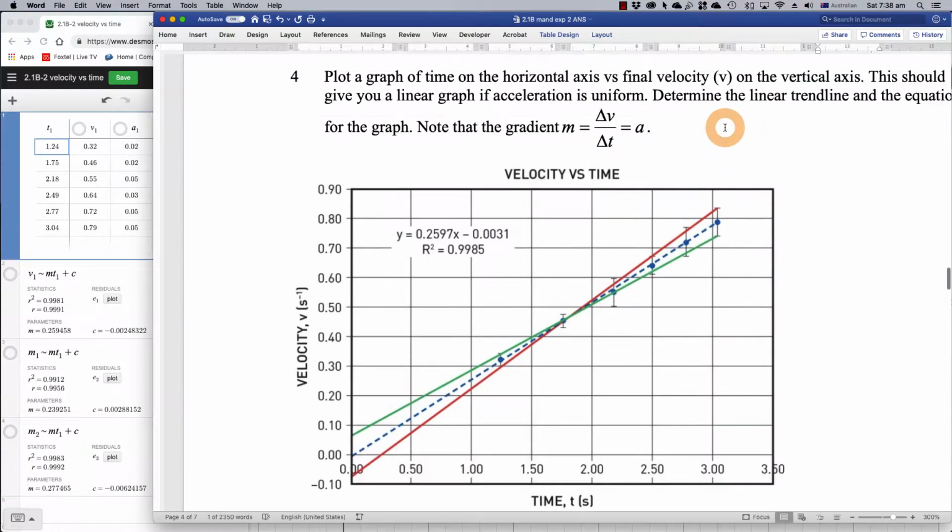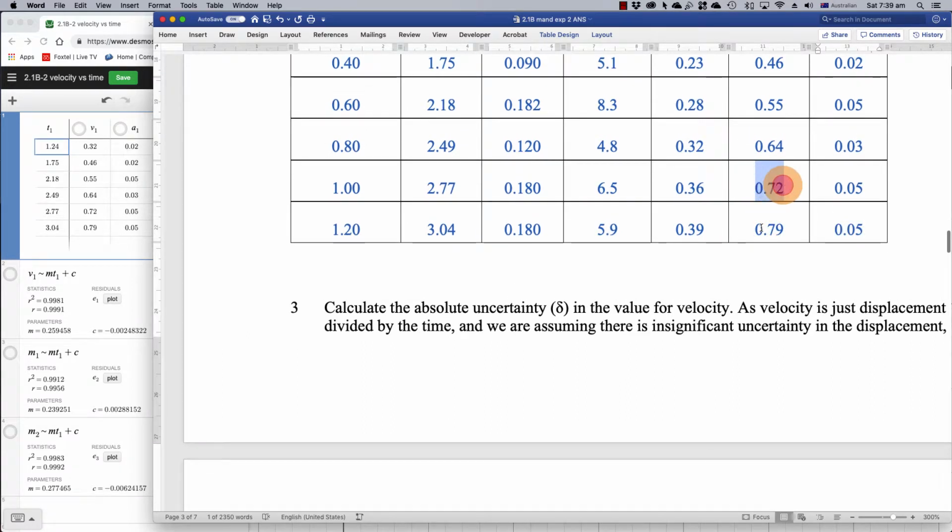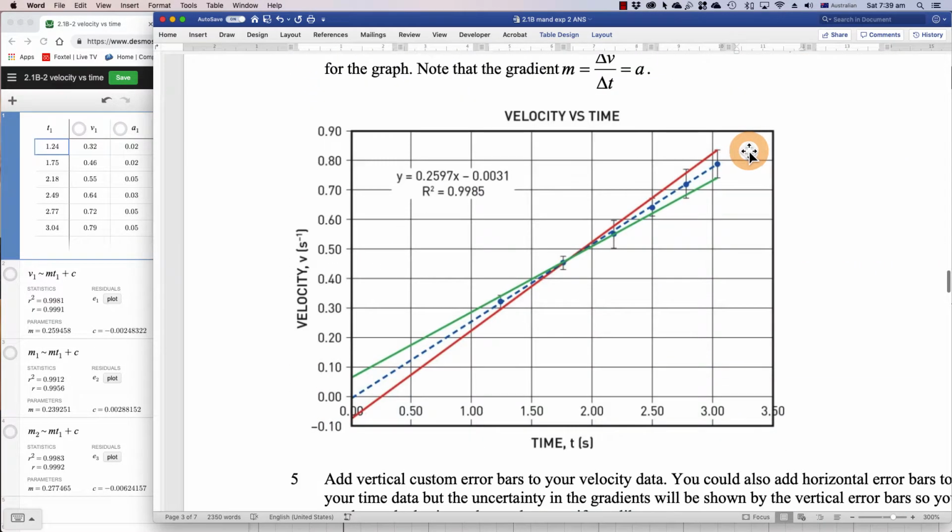Now if I do the same thing, if I plot each of these points where I take into account the absolute errors, I should get 2 lines. The red line, which represents my maximum line of best fit, and my green line, which is the minimum line of best fit. Let's now do that in Desmos.